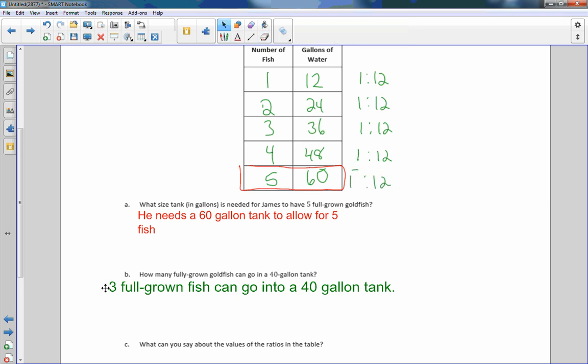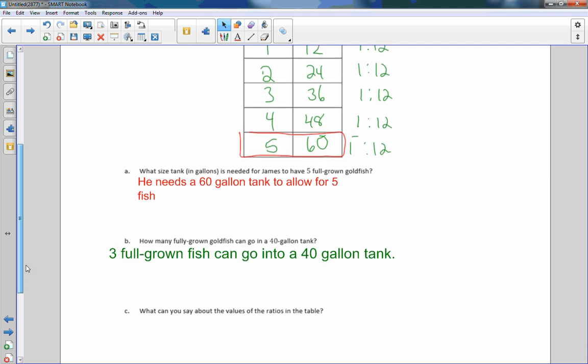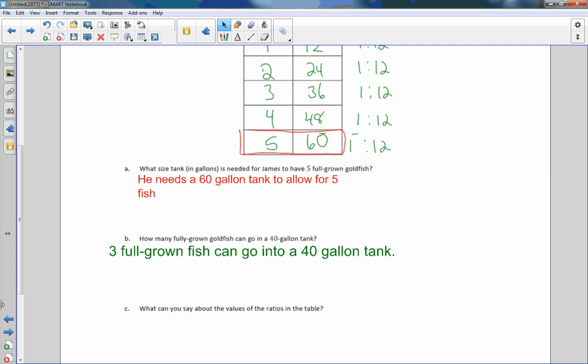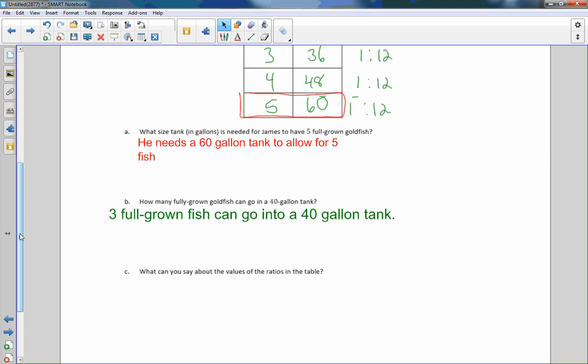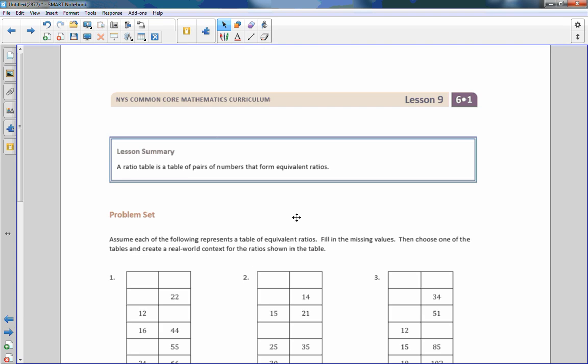Okay. So what can you say about the values of the ratios in the table? They are all equivalent. I won't take the time to write that, but you would say the value of the ratios in the table are equivalent. Okay, lesson summary. A ratio table is a table of pairs of numbers that form equivalent ratios. That is the end of lesson 9. Go do your problem set.